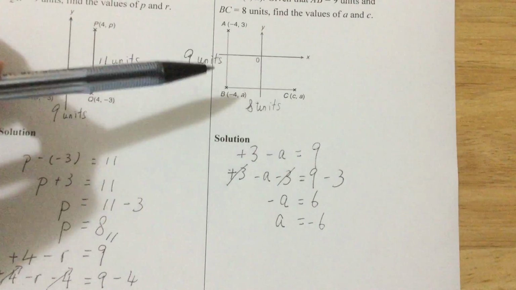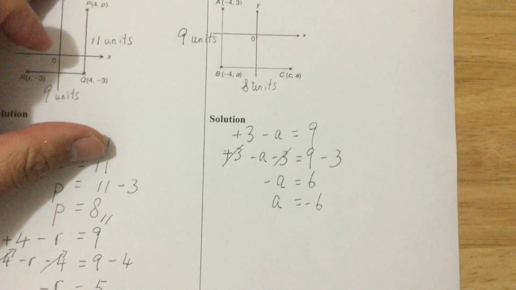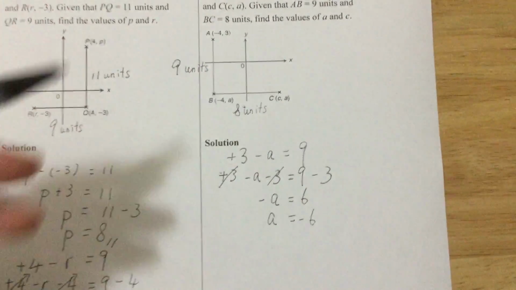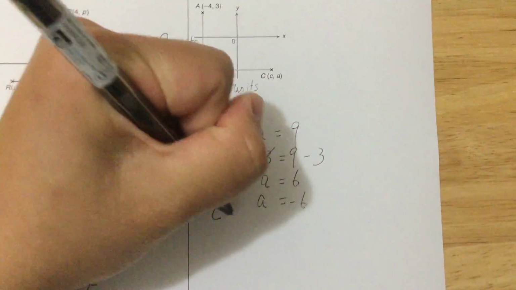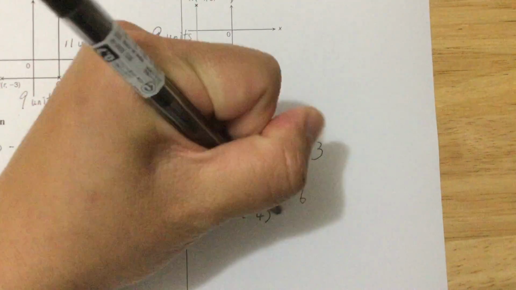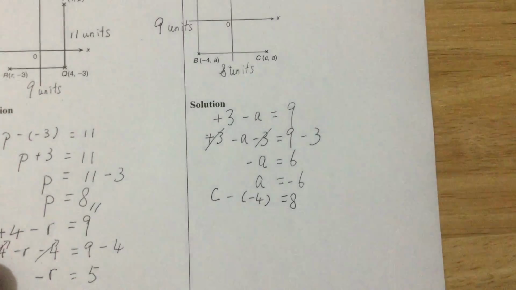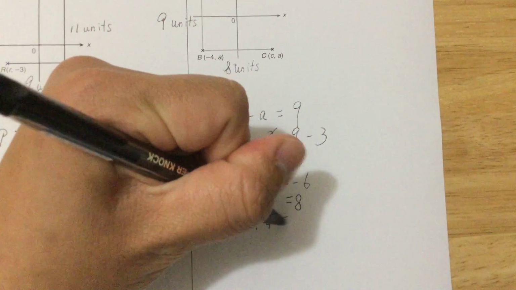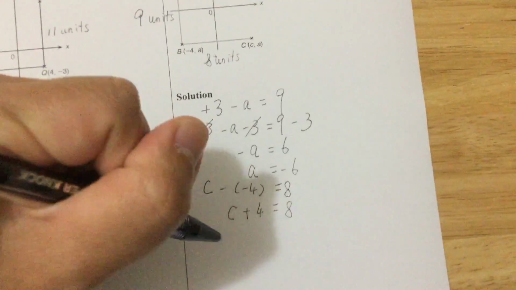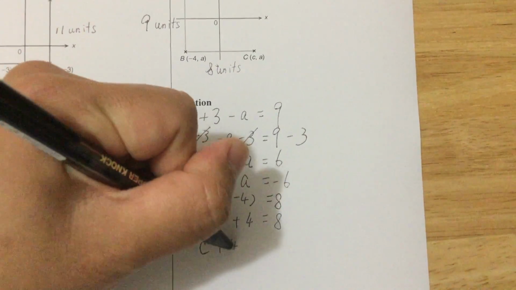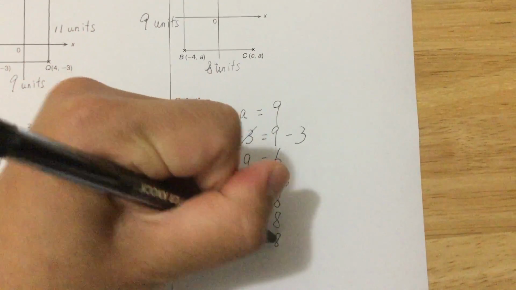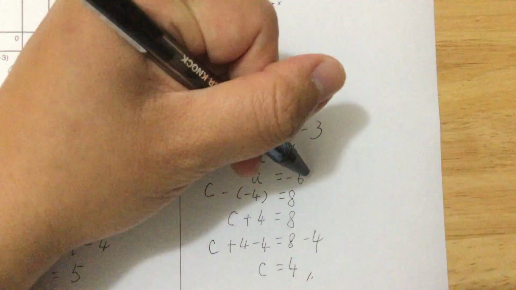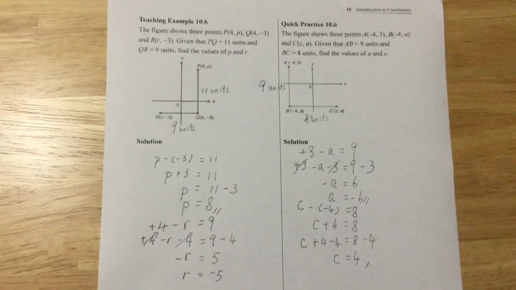We only consider C and negative 4 because we know that A are equal. This time you are going to C and negative 4. Which one is bigger? The answer once again, C is to the right of negative 4. So C is bigger. So we write down C minus negative 4 equals 8. And then we have C plus 4 equals 8. And then C plus 4 minus 4 equals 8 minus 4. So you have C equals 4. Okay, this is the answer for quick practice 10.6.